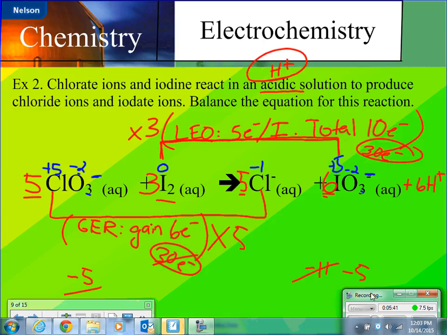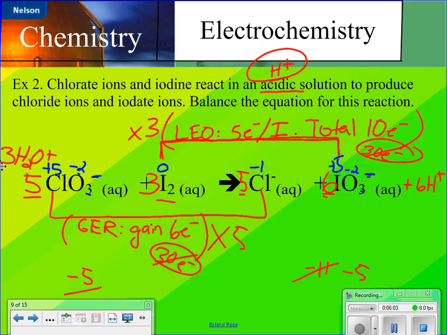Our last step is we need to balance O's and H's. So I just added 6 hydrogen to the product side. On the reactant side, I don't have any hydrogen at all. So I can add, sorry, running out of room here. I can add 3 H2Os to balance the hydrogens. Double check that your oxygens are balanced. So I've got 3 plus 15. Here I've got 18 plus 6. So the oxygens are also balanced as well.